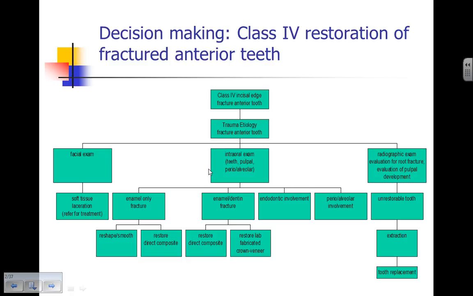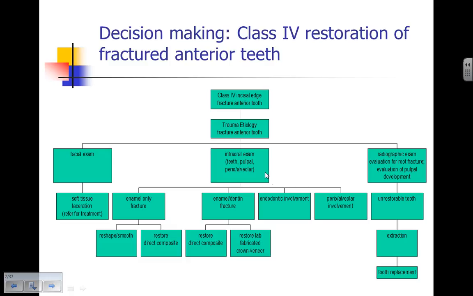We're going to do an intraoral exam, evaluating not just the teeth, but the periodontium, the alveolus. We're going to look at mobilities. We're going to see if the tooth has been repositioned and whether anything has happened to the occlusion. We're going to do a pulpal assessment, looking for pain. We're going to see where the enamel has fractured and where it has fractured as it relates to the pulp.